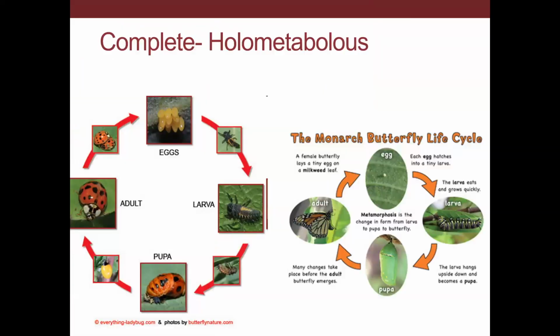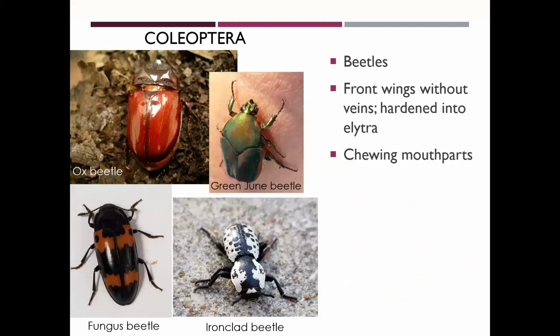All right, we're moving into our group with complete metamorphosis, or holometabolous insects. These are going to have four life stages: egg, several larval stages, a pupal stage, which is essentially a transformation stage for them, and then the adult stage. Our first group is our largest order. These are the beetles, which are in the order Coleoptera. These are going to have chewing mouthparts in both the adult and the immature stages.